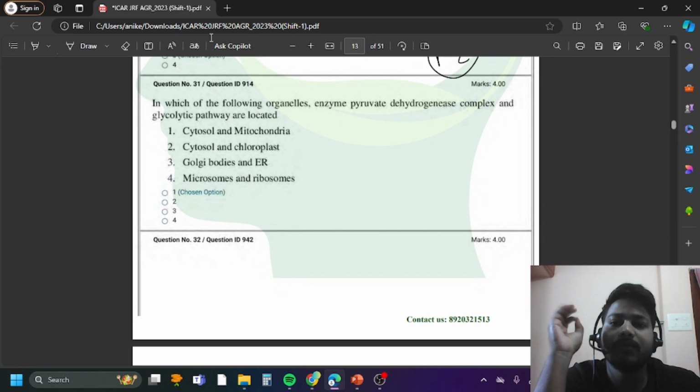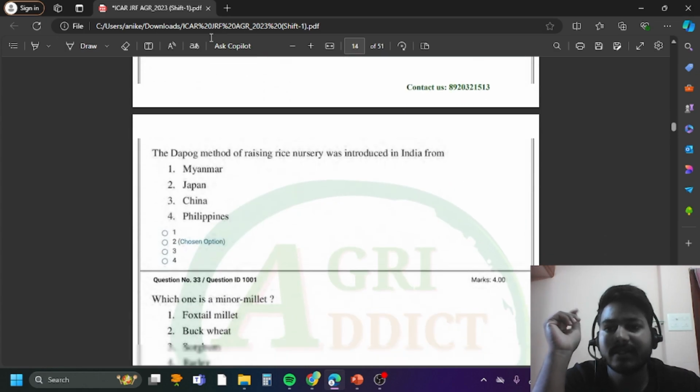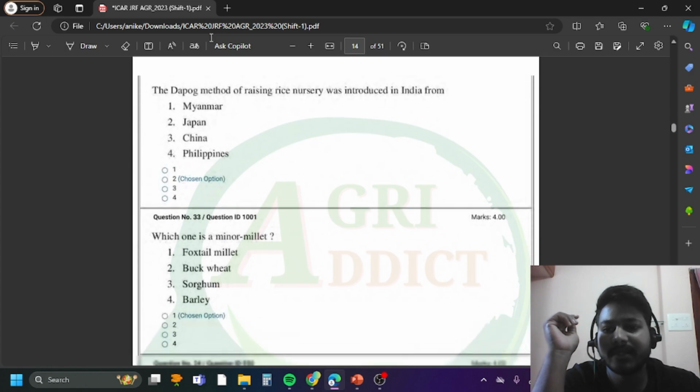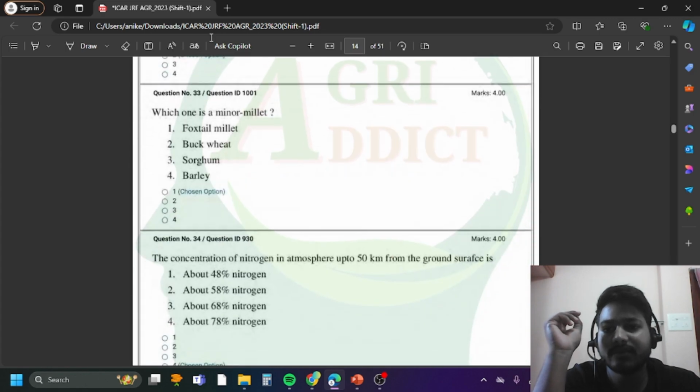In which of the following organelles are the enzyme pyruvate dehydrogenase complex and the glycolytic pathway located? This is a plus 2 level question, the answer is cytosol and mitochondria. Question 32, the DAPOG method, that is Philippines. Which one is a millet, that is foxtail millet.